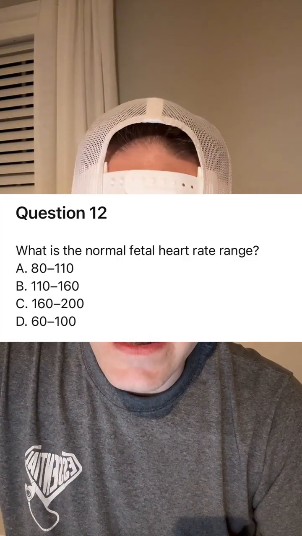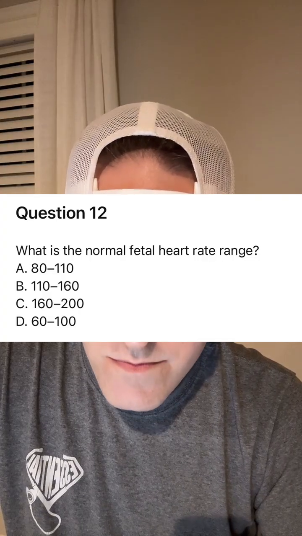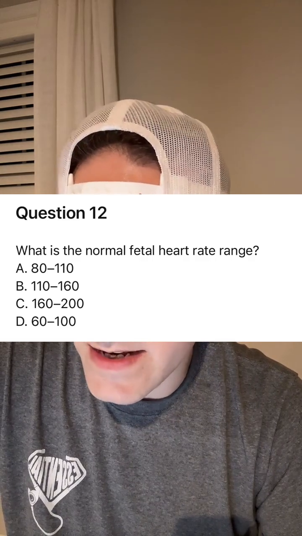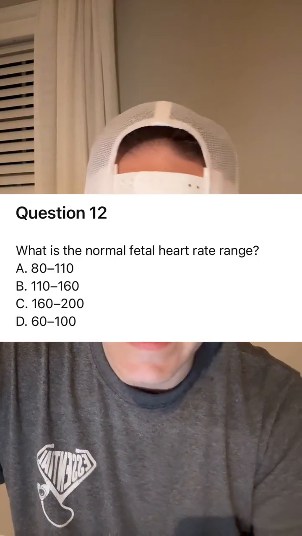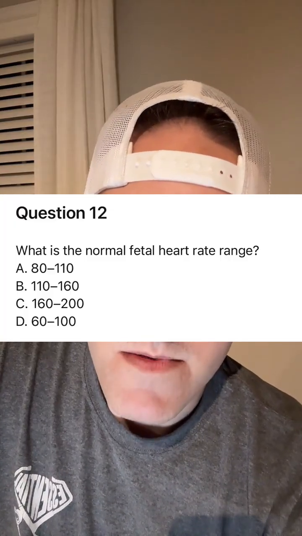I see some C's, some B's. All right. The correct range here is B, 110 to 160. This is the standard healthy fetal heart rate range and indicates adequate oxygenation and well-being.